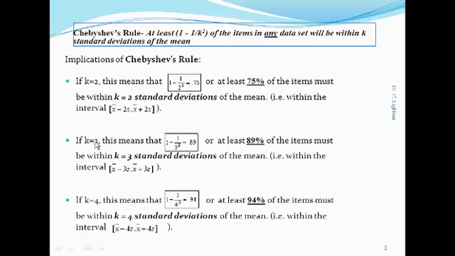If we plug k equals 3 into this equation, it would read at least 1 minus 1 over 3 squared of the items in any data set will be within 3 standard deviations of the mean, or at least 89% of the items will fall within 3 standard deviations of the mean. By inserting k equals 4 into this equation, Chebyshev's rule would read at least 1 minus 1 over 4 squared, or 94% of the items will fall within 4 standard deviations of the mean.